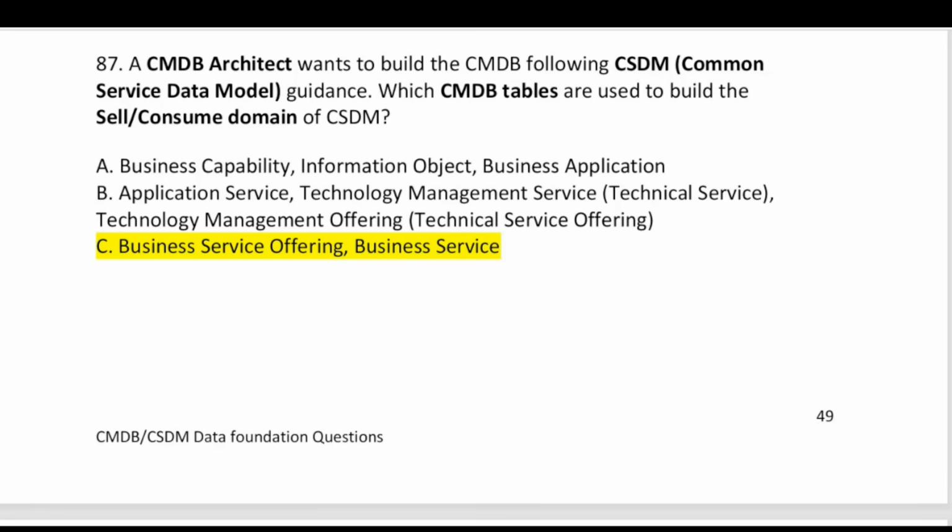Option A, Business Capability, Information Object, Business Application. Option B, Application Service, Technology Management Service, that is Technical Service, Technology Management Offering, that is Technical Service Offering. Option C, Business Service Offering and Business Service. Correct answer is option C.